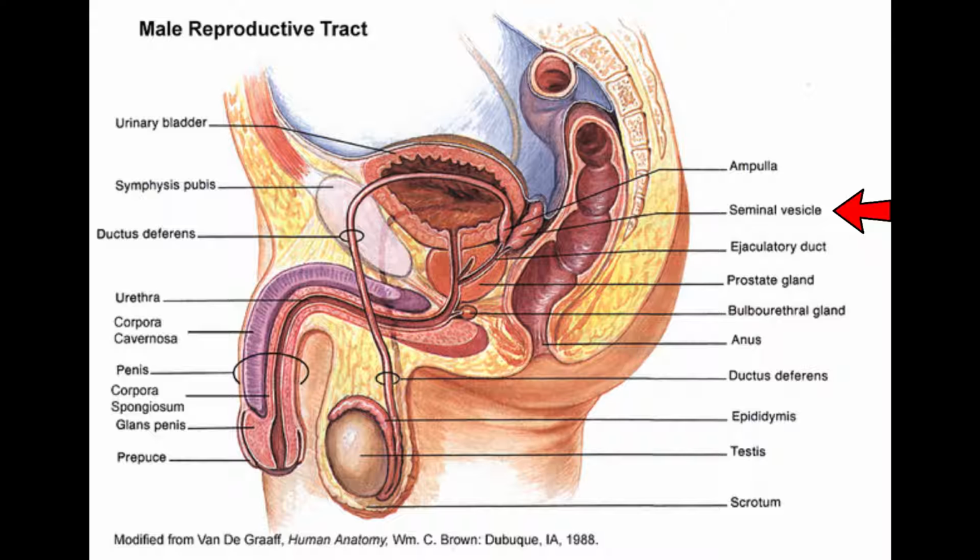Then it goes to the seminal vesicle, whose function I already explained. After it reaches the prostate gland, that also adds secretions to the semen. Then it moves to the ejaculatory duct that connects to the urethra, and then it leaves the body.